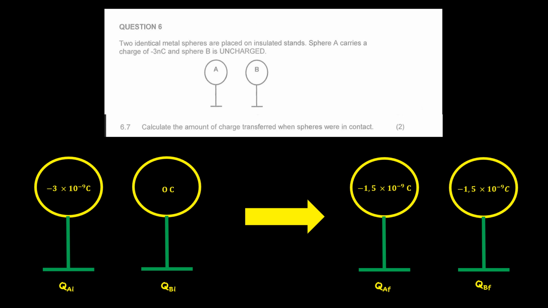Now, after touching, when these two spheres have been separated, sphere A now has a final charge of QAF, which has a value of minus 1.5 multiplied by 10 raised to the power of minus 9 coulombs. And sphere B has the same charge as well, which we can call QBF, and that charge is also negative 1.5 multiplied by 10 raised to the power of minus 9 coulombs. So that is the information that we know. Some of the information for before was provided, but after touching, we calculated this in the last question.